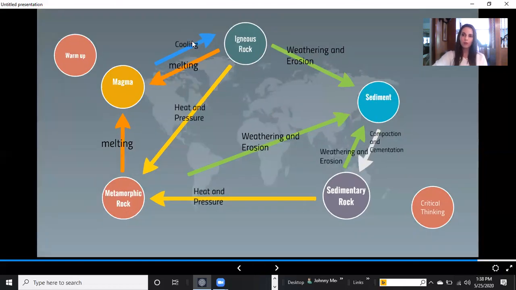So let's talk about rocks. So we know rocks are made up of minerals. And what I have in front of you is the rock cycle. So you can see here, there's a lot going on in the rock cycle. So it is cyclical. You see here with magma, the cooling of magma causes it to crystallize and form igneous rock. But then igneous rock in return can melt and form back into magma. Metamorphic rock, if it melts, it also can go back to being magma.